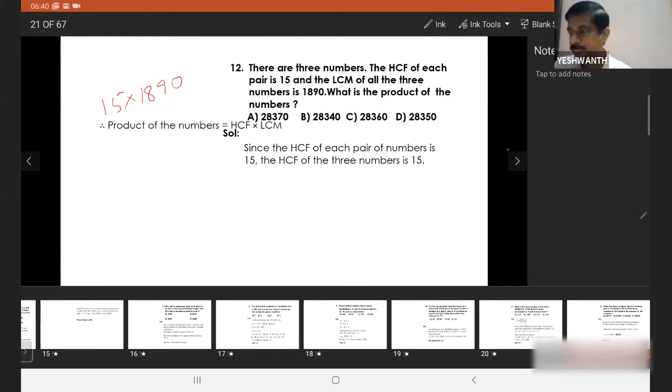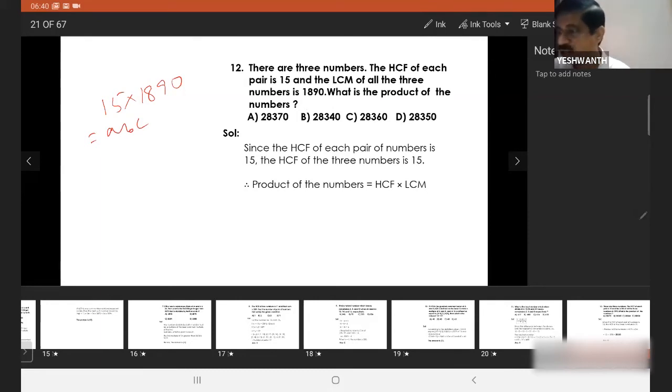So the product of the numbers is HCF into LCM. Let us call them A, B, C, whatever they are. He asks what is the product of the numbers. The product of the numbers is nothing but equal to HCF into LCM. That's what we did in the first formula problem. We wrote this formula. This is very, very important. So you multiply these two numbers and you get the final answer. So what is the multiplication? 28350. So option D satisfies. Please note it fast, quick.